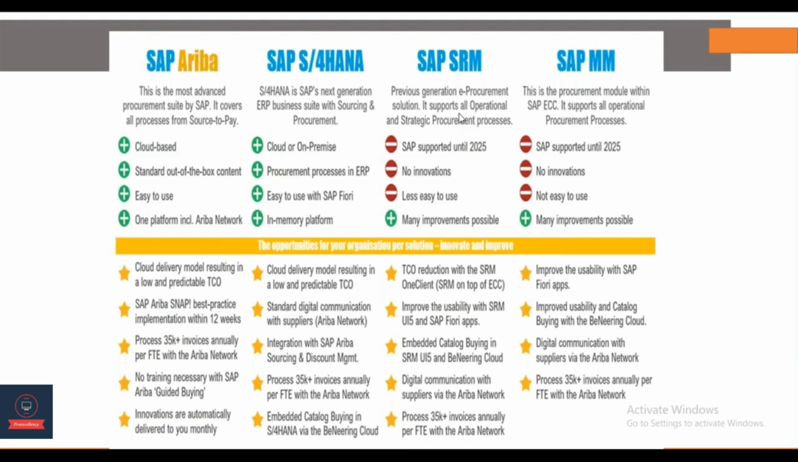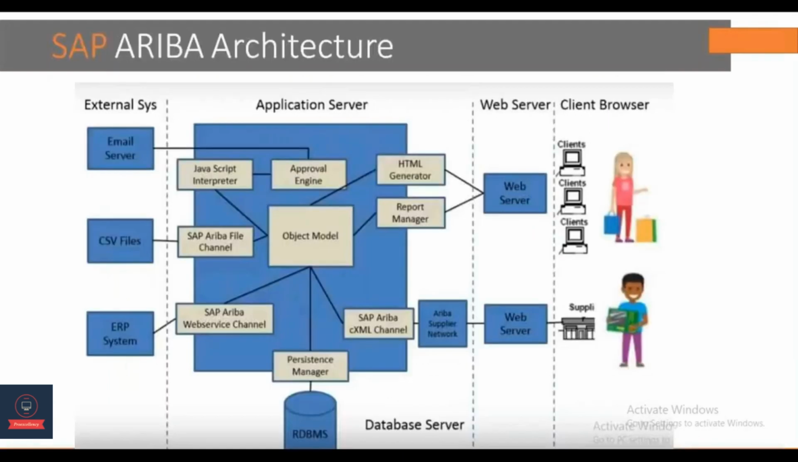The customer who is already using SAP SRM has to migrate to SAP Ariba, and the customer who is on SAP MM ECC has to migrate to SAP S/4HANA. Okay, so basically this is a quick comparison between the popular products from the procurement point of view. All right, this is very important.